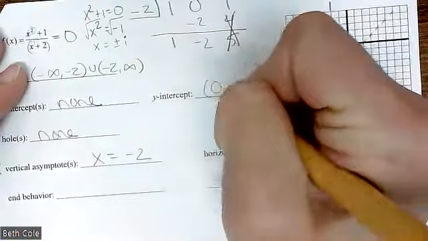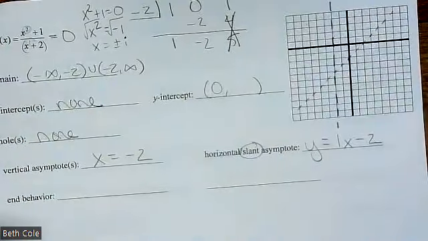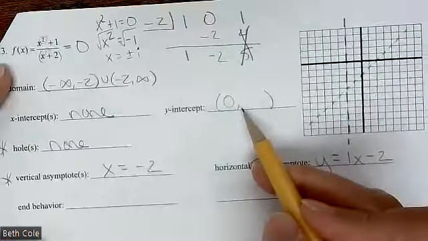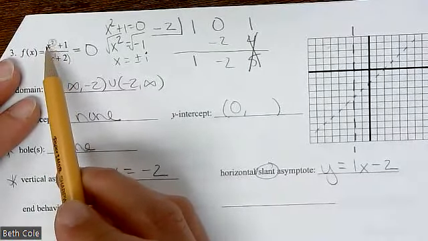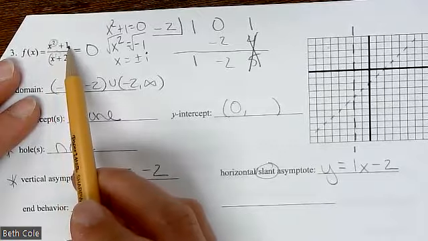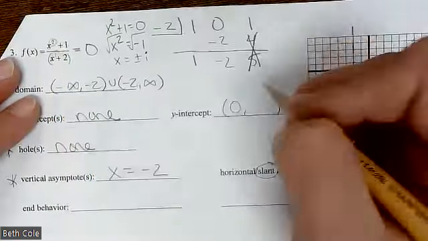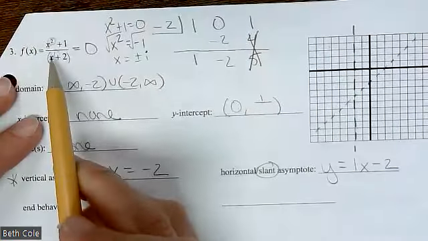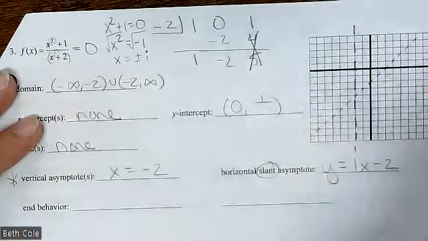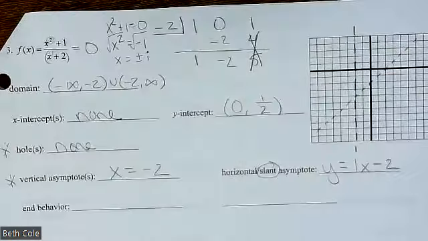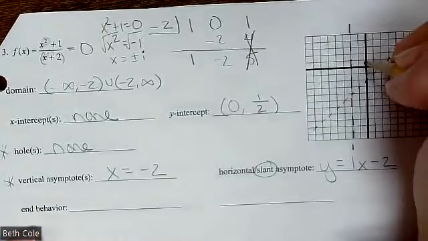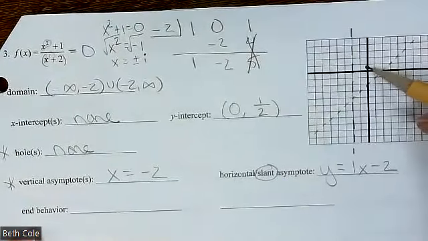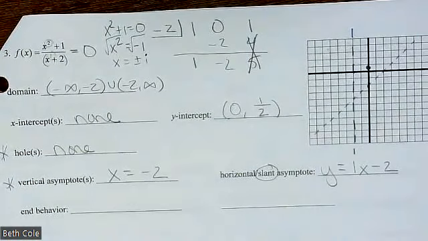All right, y-intercept. Oh, hold on. We're going to plug in 0. So look, 0 squared, 0 plus 1, 1. So the numerator's 1. And then down here, 0 plus 2 is 2. So 1/2, which would be right here. Now, that's all we've got.